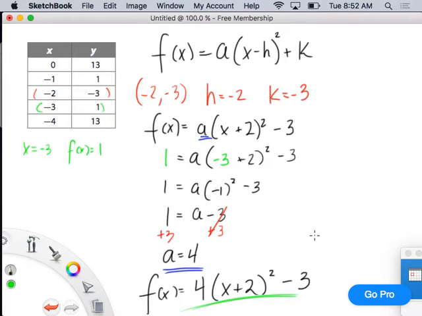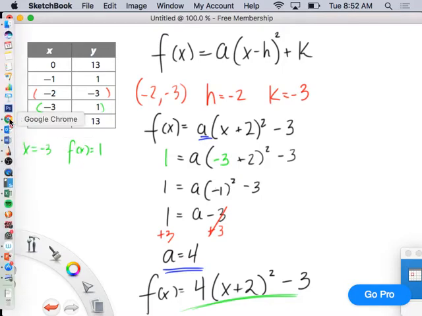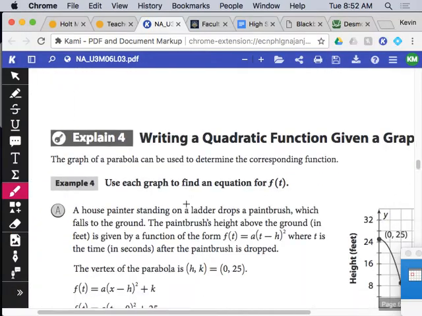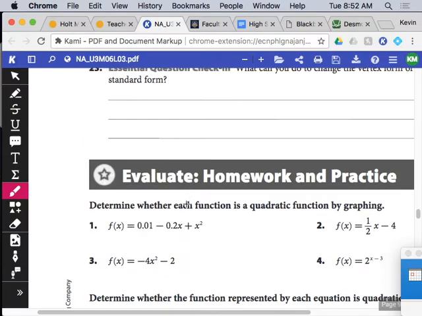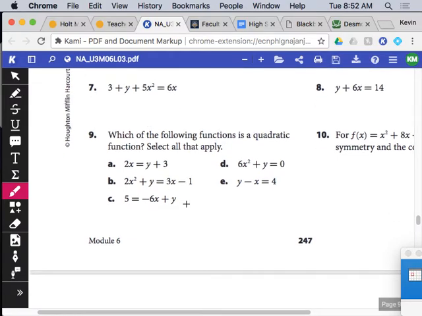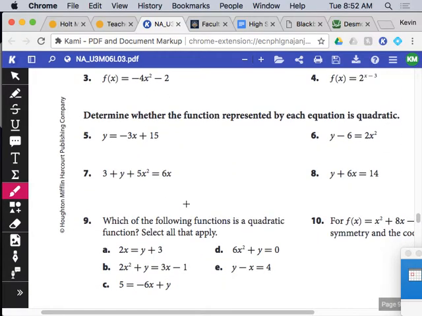So any questions on this? No. Okay. Your homework: page 247, numbers 1 through 22.